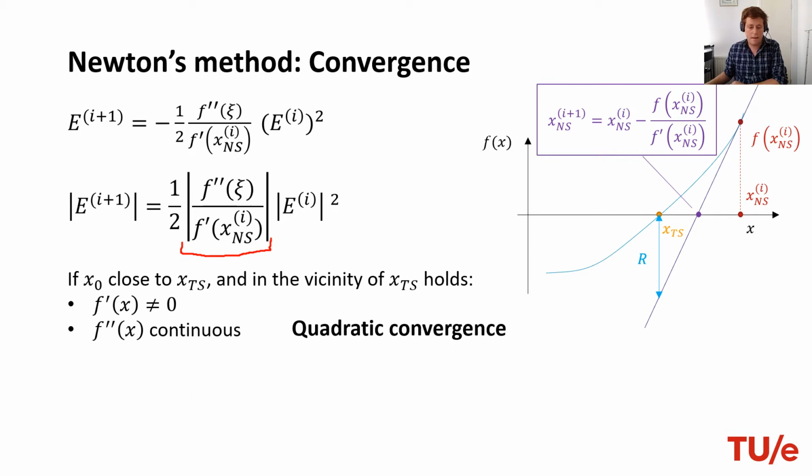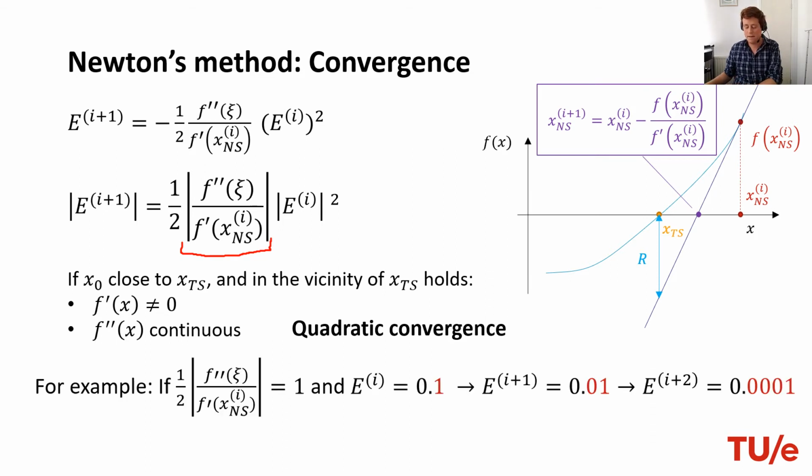Now, in reality, this term will be smaller than 1 if we choose x naught close to the true solution. And then we get this nicely quadratic convergence. And what that means is, let's take a look at an example over here. So let's consider the hypothetical case that this term is simply equal to 1. In reality, it will not be equal to 1. It will maybe be equal to 0.5 or whatever. But for illustrative purposes, let's set it equal to 1. And let's take a look at how the error will then evolve within each iteration.